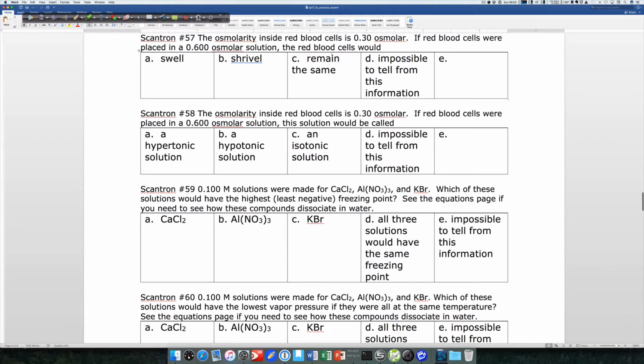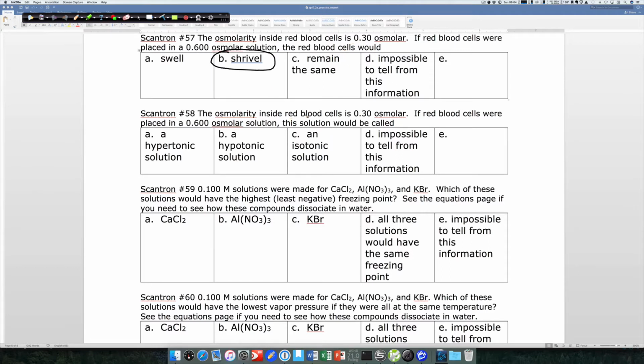Now, because the solution that the cells are placed in is more salty, or more concentrated in terms of the osmolarity, water would want to flow out of the red blood cells and into the solution. And therefore, the cells themselves, because water's flowing out, would shrivel. Okay, you just got to pay attention to what direction the water is going to be traveling. It's going to want to go from the less salty side to the more salty side.